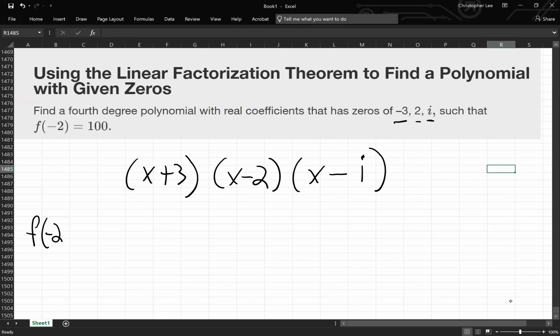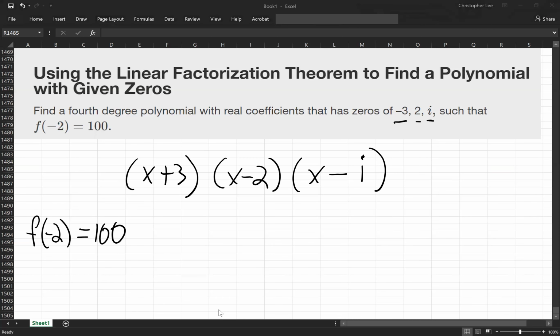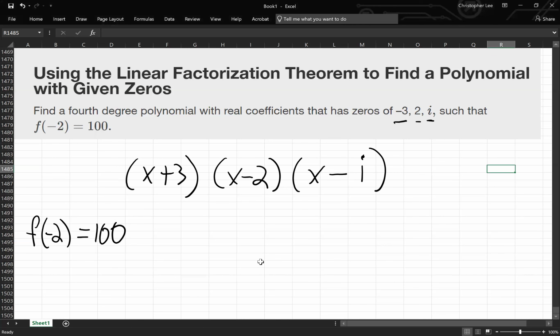All right. But what do I know? I know that f of negative 2 has to equal 100, right? So what we could do, distribute these out. Let's get our polynomial going, and then we'll see what we could do from there. But also, from the linear factorization theorem, we know that this is going to be a polynomial that doesn't have complex numbers inside of it. So that means that the conjugate x plus i must also be a factor as well. That's what it was stating before.